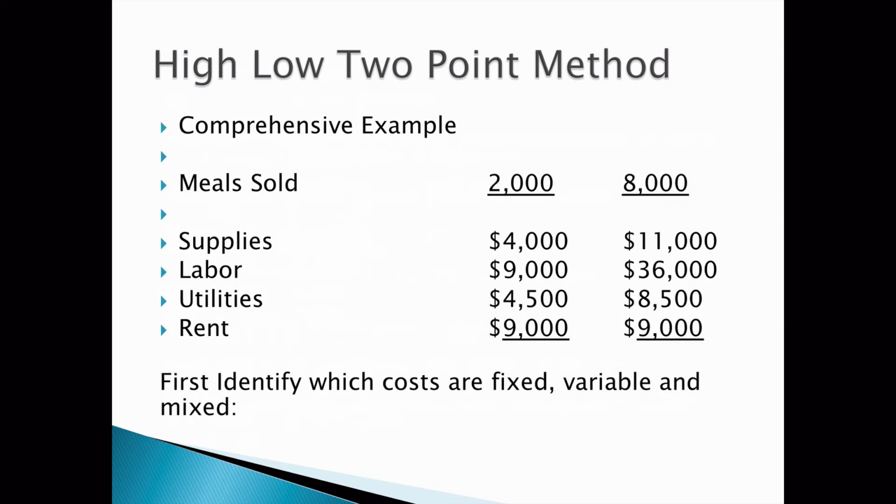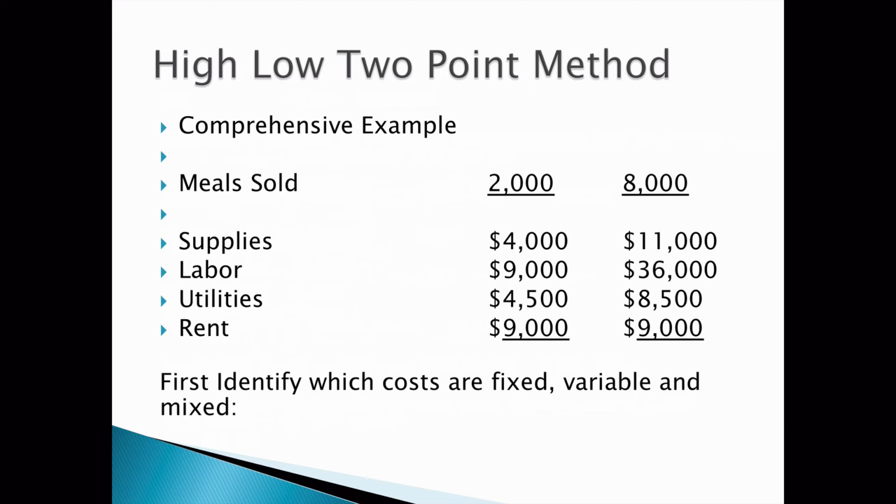So a comprehensive example is where we're actually going to look at our income statement and see if we can develop a cost formula for all of our relevant costs. This example is a restaurant example, and we've got meals sold of 2,000 and 8,000. So the low month is 2,000, the high month is 8,000. We don't have multiple months like we did in the last example.